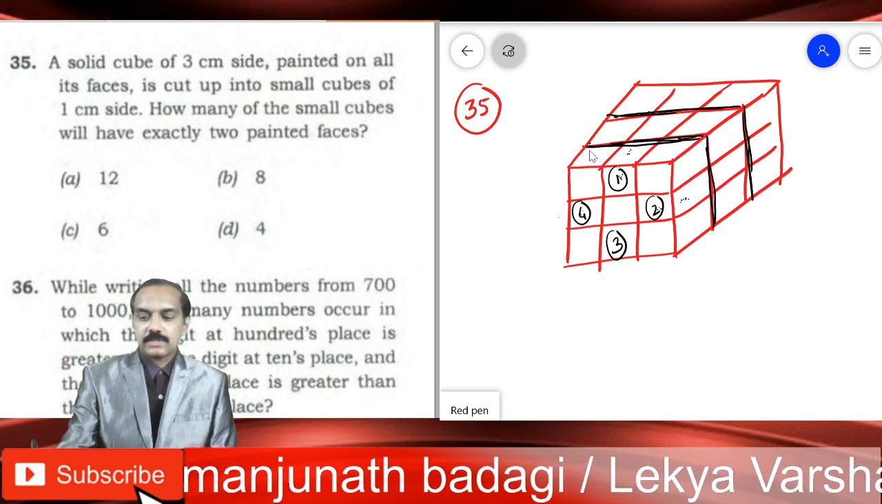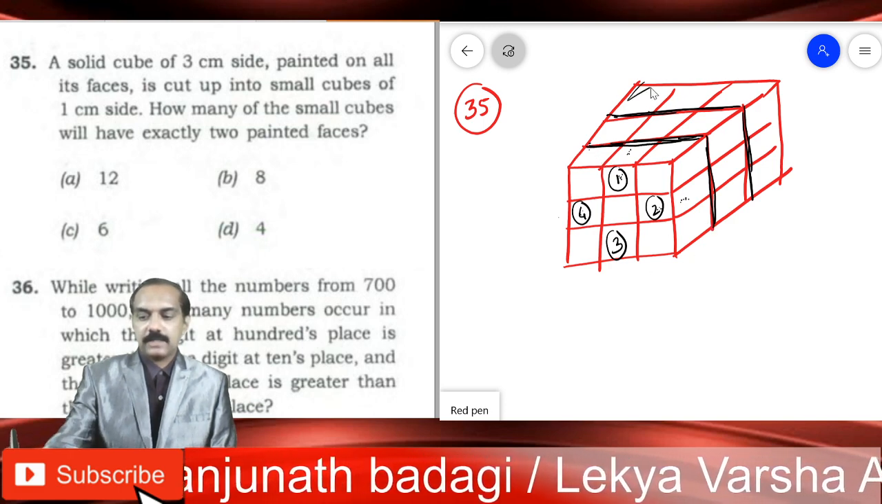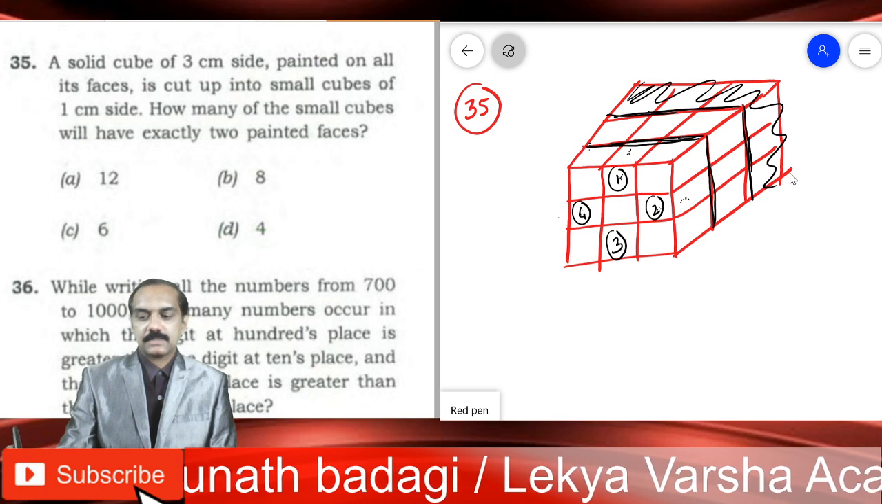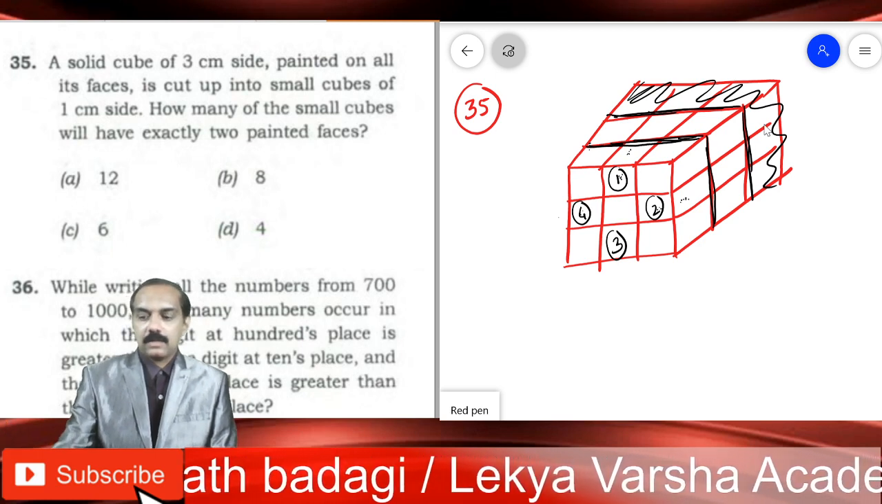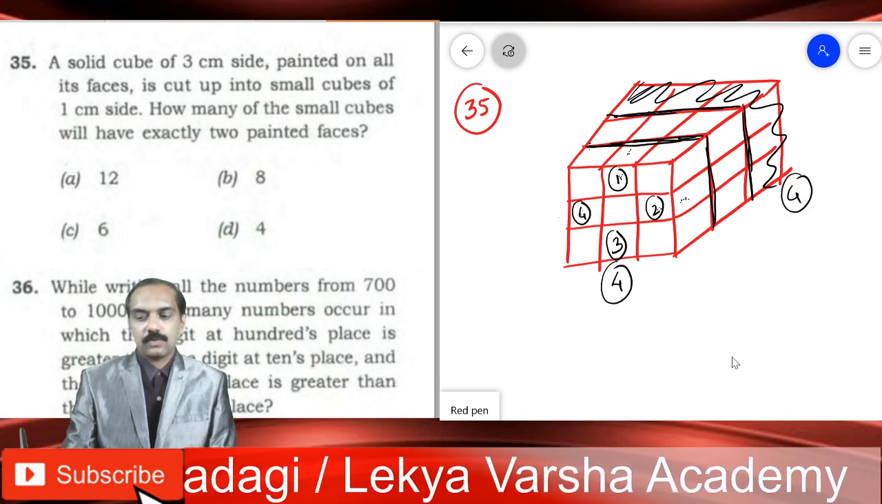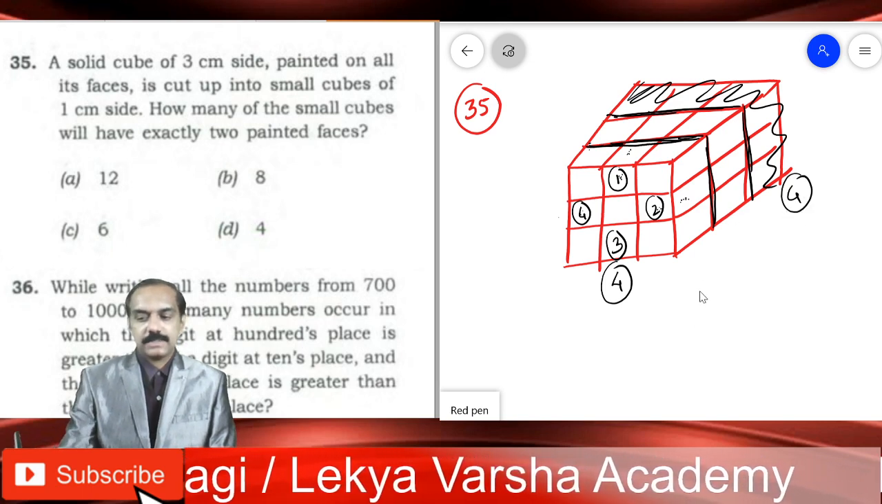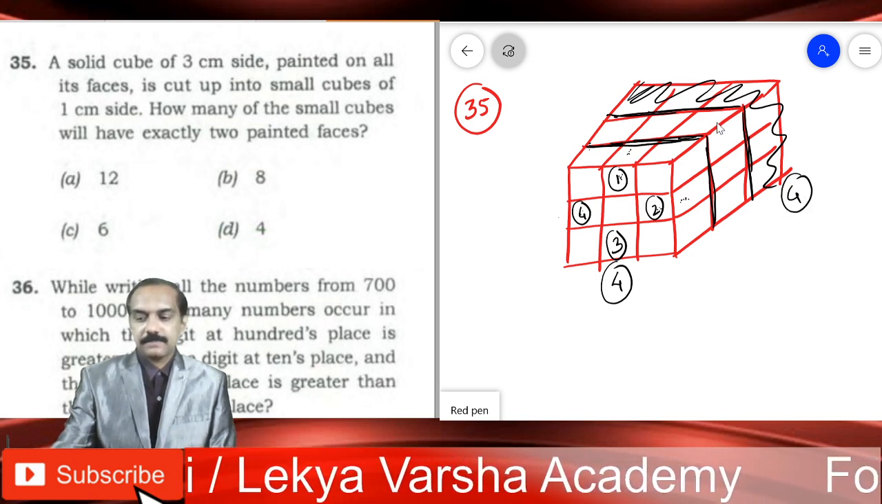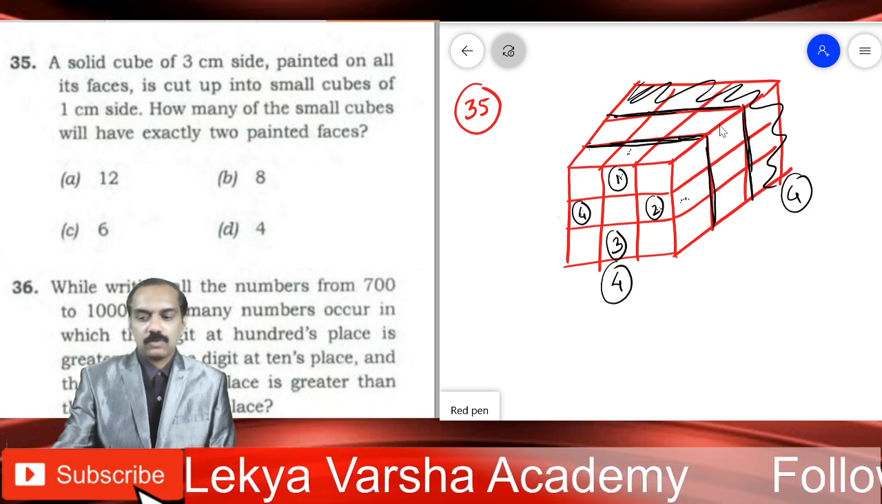Okay, so same 4 you will get in the last slice. So in the front slice 4, in the last slice 4. Coming to the middle slice. In the middle slice, all the 4 corners.